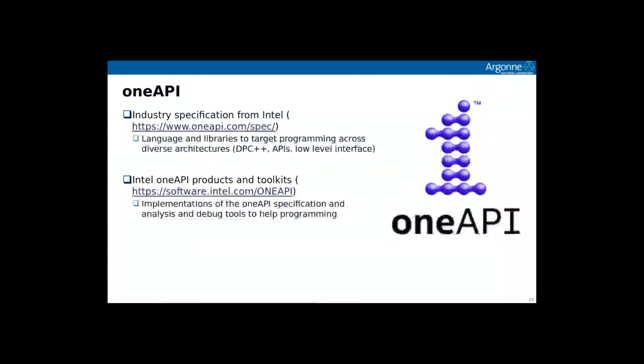Now, Intel, who's providing our system, has released something that they call the oneAPI, which covers parallel programming models and high-performance libraries, as well as other interfaces. And that's the primary target for programming Aurora.